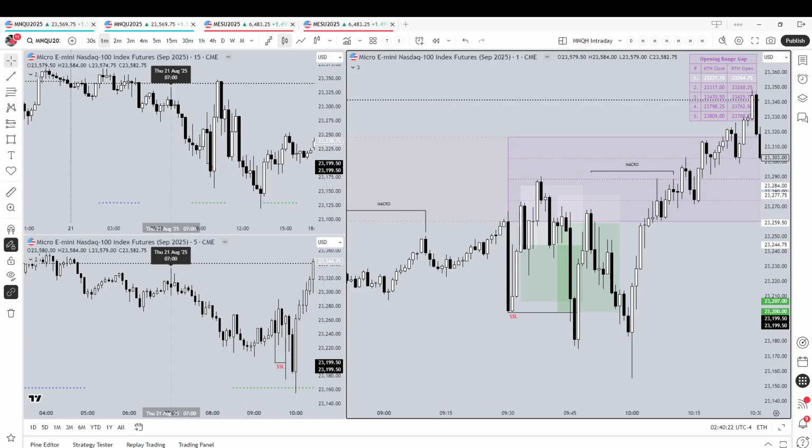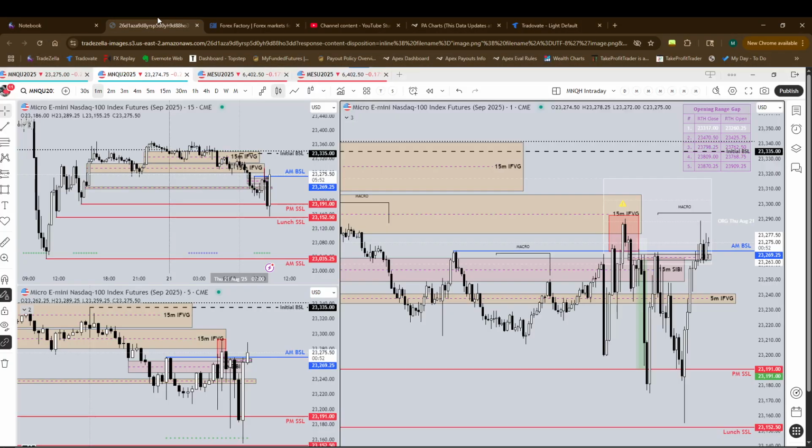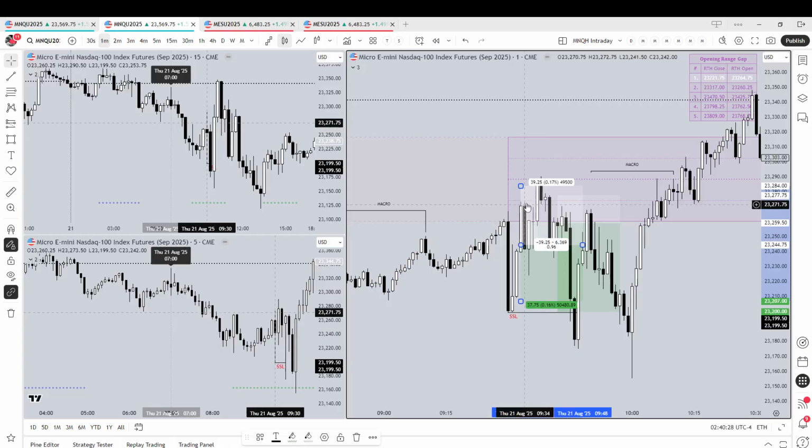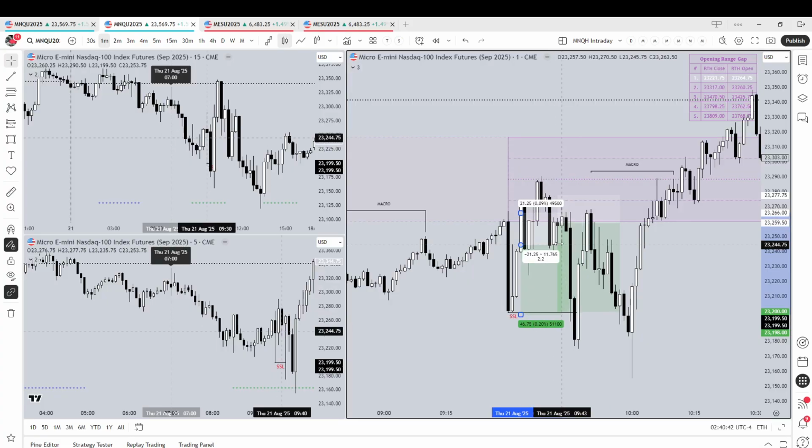And I wonder if my screenshot shows my loss. It does not. Okay, so my stop loss on this one, I believe, was just about right here, which is about 21 handles, whatever it is. And my target, I'm pretty sure I was looking for these lows right here, and this got stopped out right there.